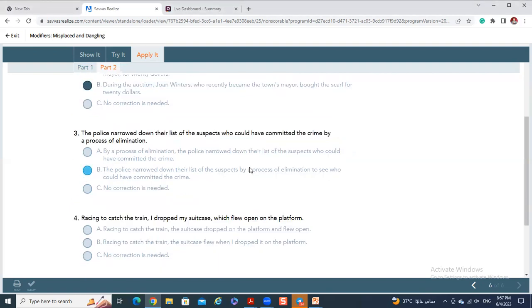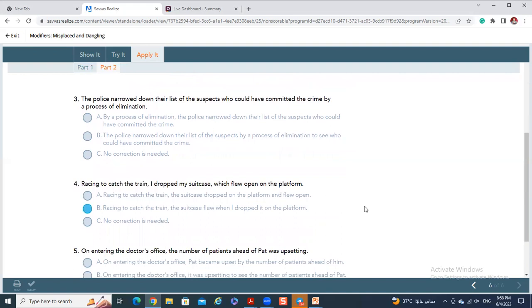Okay, let's find out at the end. Junior Tom. The police narrowed down their list of the suspects who could have committed the crime by a process of elimination. I think also the problem here is in who could have committed the crime by the process of elimination. Ordered by the process of elimination, yes. B. What? B.